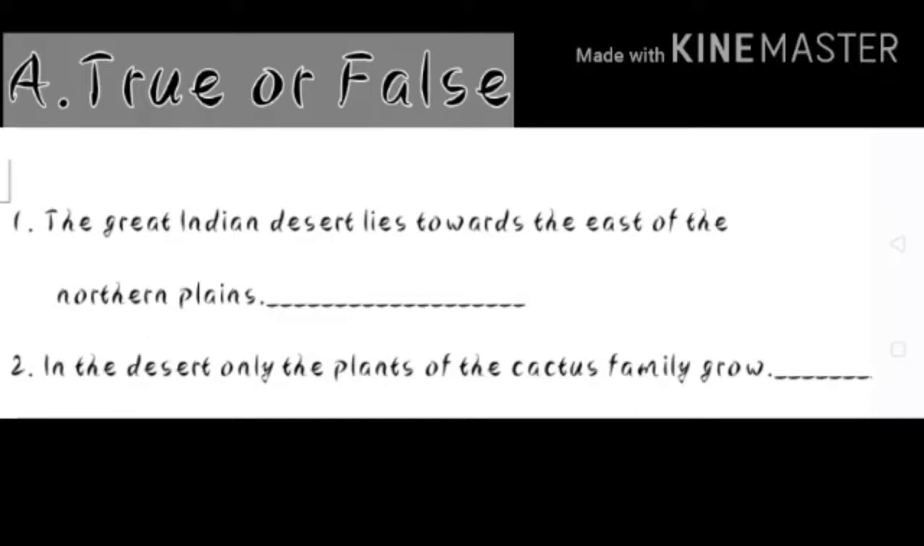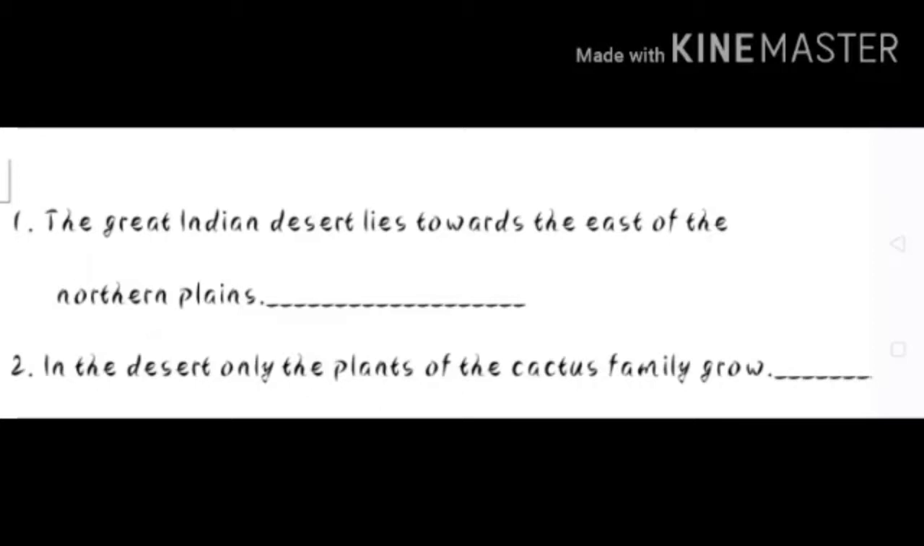Okay children, let us discuss the book exercise. Children, take your book and write the answers without mistakes. Page number 36. A. State whether the following statements are true or false. Question number 1. The Great Indian Desert lies towards the east of the northern plains.